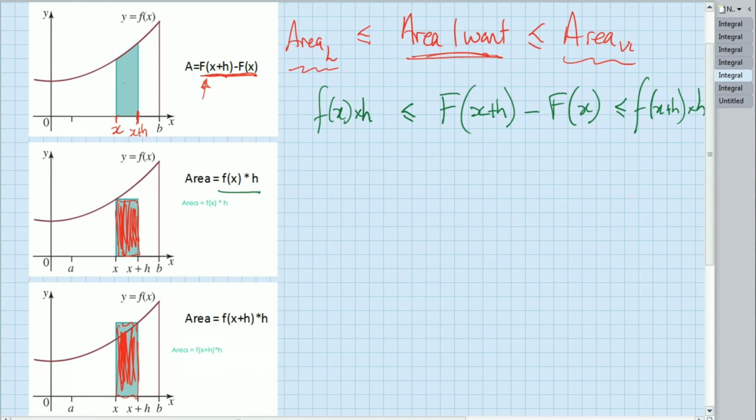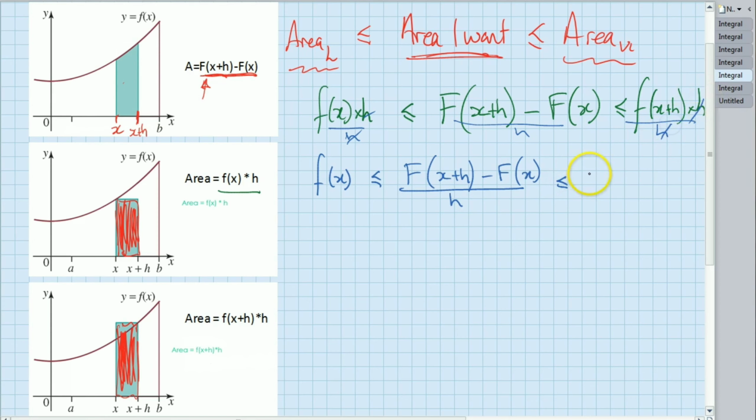And the first thing I'm going to do is divide all of this by h. So I have that f(x), because the h's cancel out, is less than or equal to this big function F(x+h) minus the big function F(x) divided by h, which is again, because the h's cancel out, less than or equal to f(x+h).